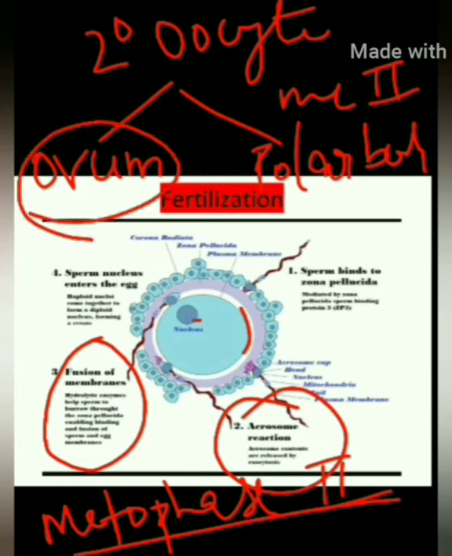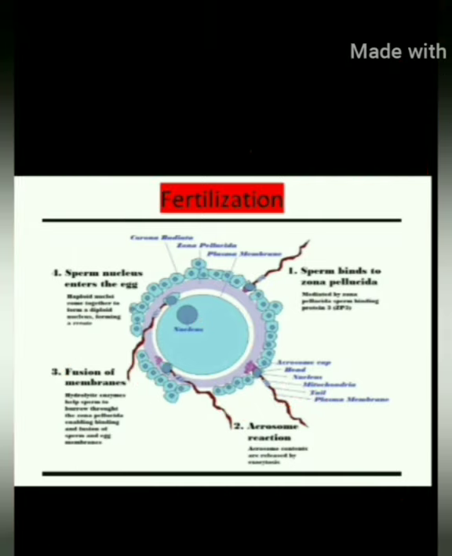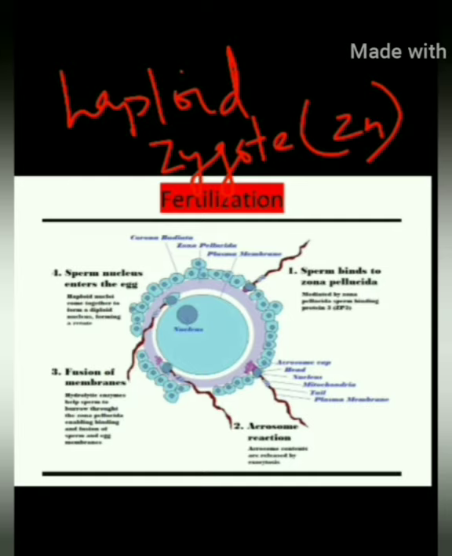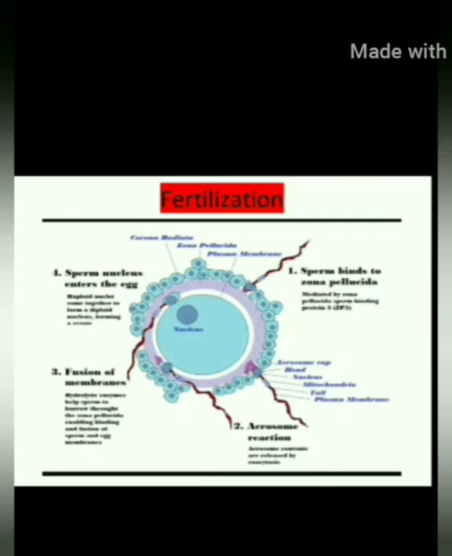Now the contents of the sperm and ovum fuse with each other. As you know, they both are haploid. So ultimately both contents get fused together and make the zygote, which is diploid in nature, and they maintain the chromosome number. So this is how they make the zygote. Now what step is taken further?